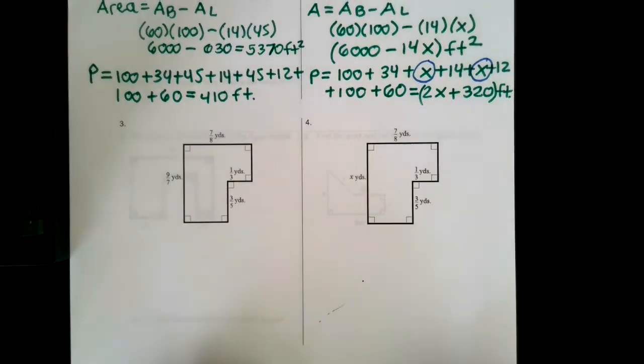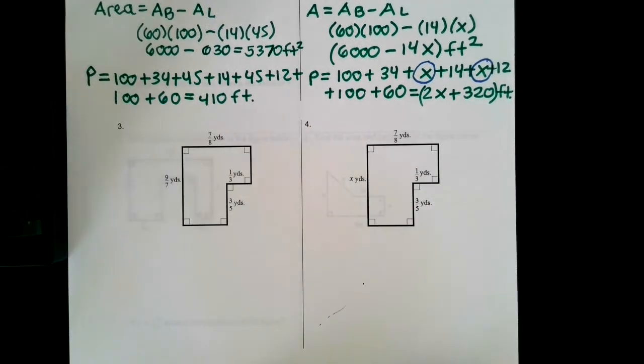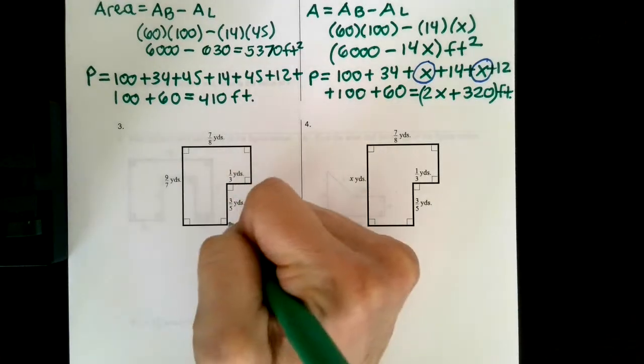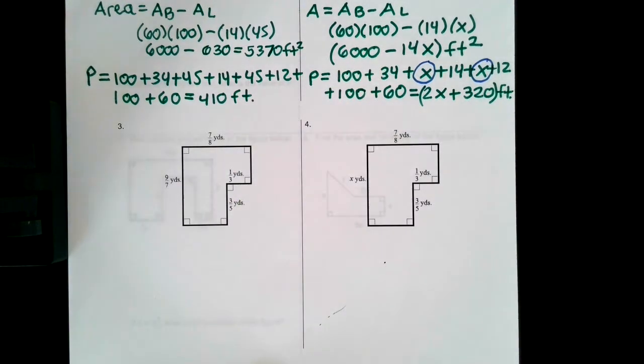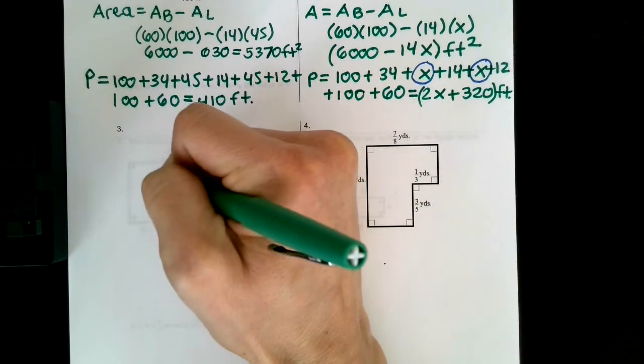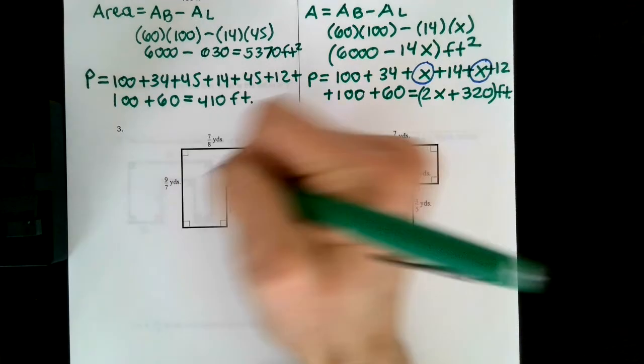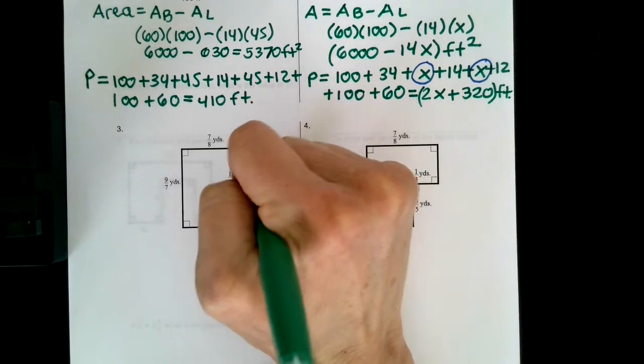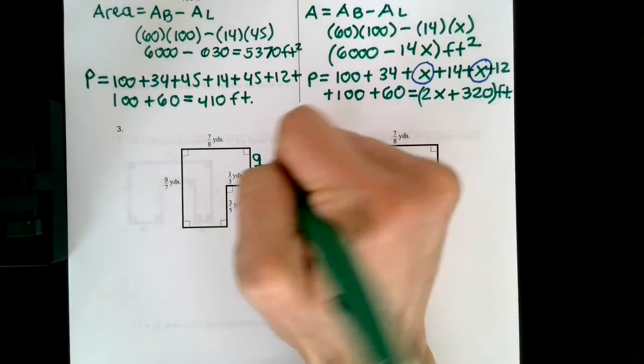We first have to look at our irregular shape and see if there are any missing measurements that need to be added to our figure. I notice I have 2 missing measurements. I have one missing measurement at the bottom and one on the side. To get the missing measurement for the side, I'm going to look at my total distance, which is 9/7, and I'm going to subtract 3/5.